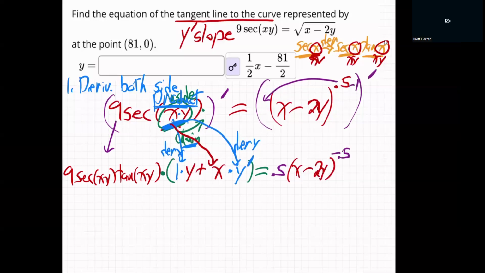Minus 0.5. Okay, but we're not done there because again, the inside is not a simple x, so the chain rule tells us we've got to multiply by the derivative of the inside. So times, what's the derivative of the inside? What's the derivative of x first off? This is 1 minus, what's the derivative of 2y? The 2 just sits there. What's the derivative of y? Y prime.